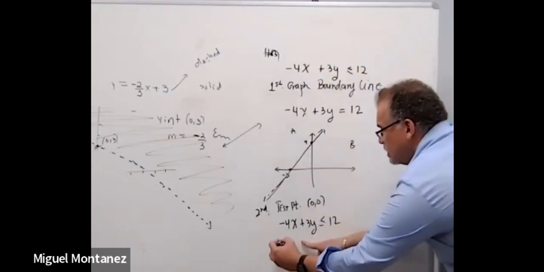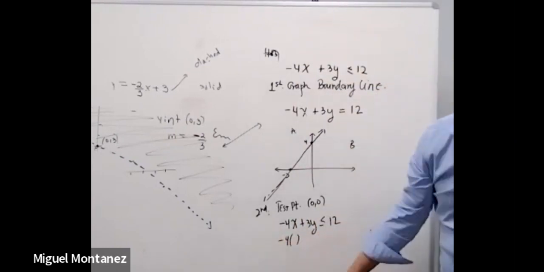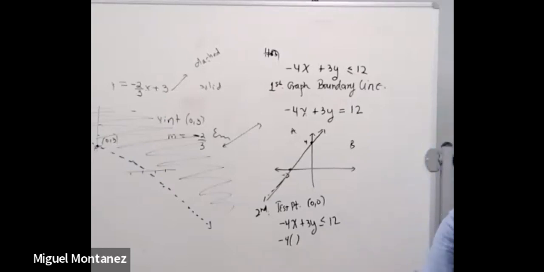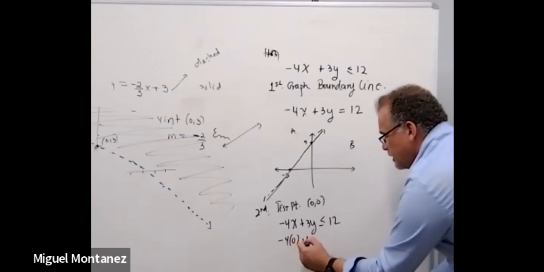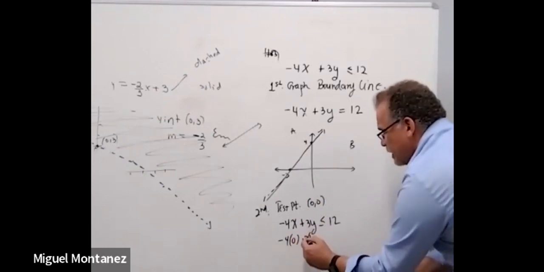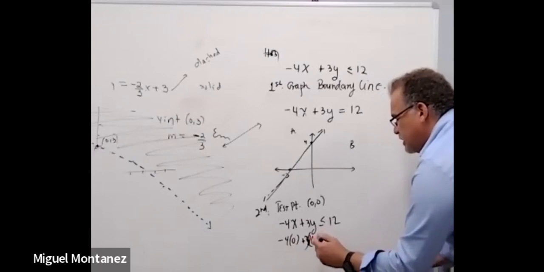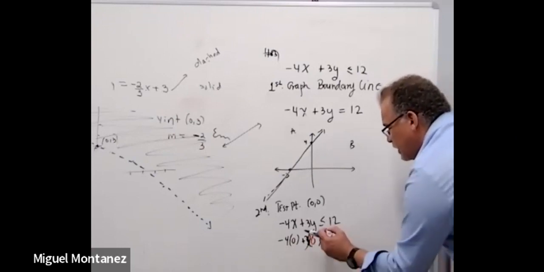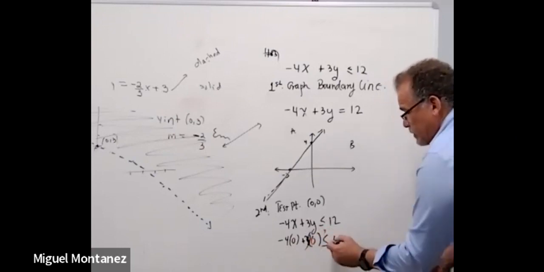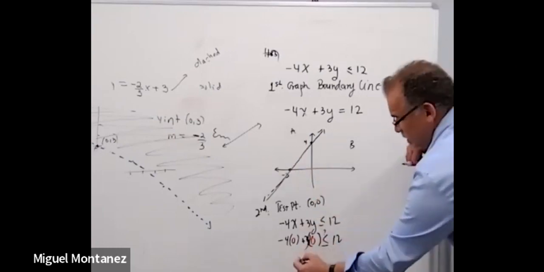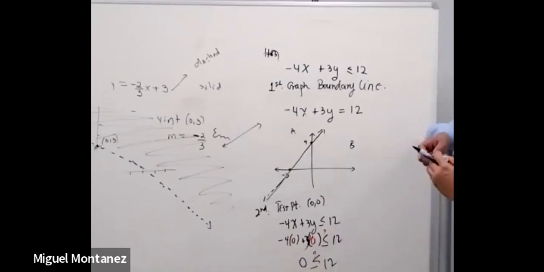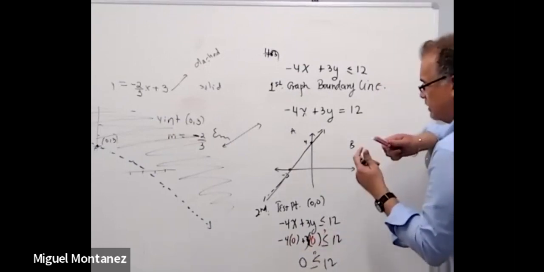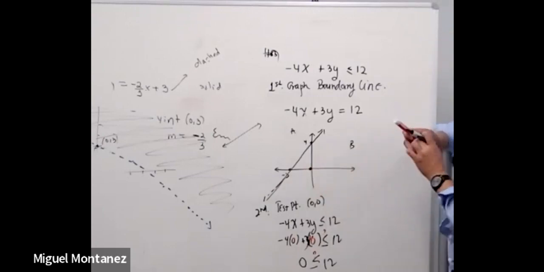So the inequality: -4 times 0 plus x0 equals 0 plus 3 times... is that less than or equal to 12? We don't know. Of course, 0, 0 is easy because this is 0. Is 0 less than or equal to 12? Yes or no? Yes, it is, right? Since the point is 0, 0, my origin is here. That means that the origin is part of the solution.